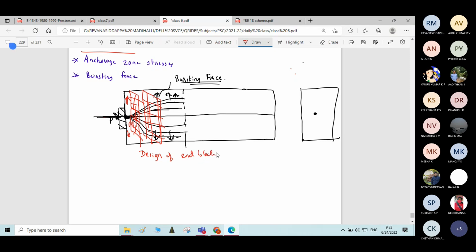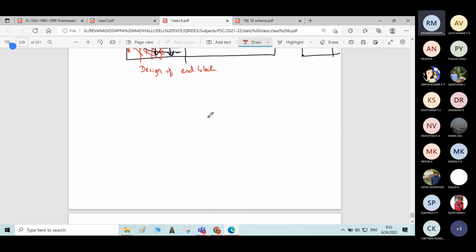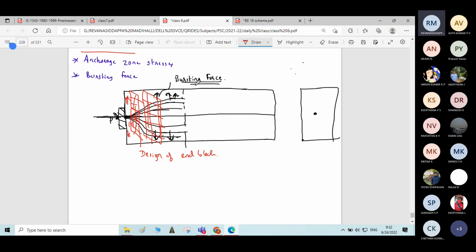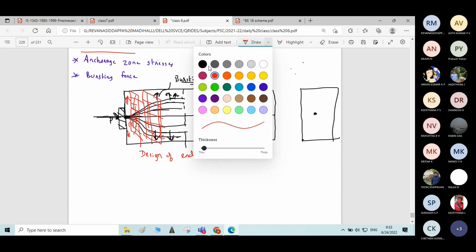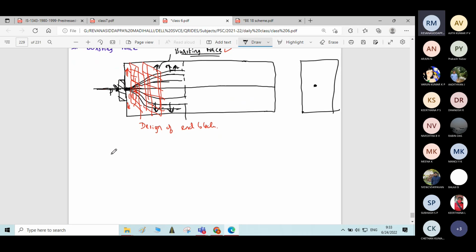There are certain guidelines which we have to follow for design of the end block, and there are some parameters which will come during the design. The first thing we have to consider for design of the end block is bursting force. By considering this bursting force only, we will design the reinforcement, or the steel mesh. Now let us see how to find this bursting force.